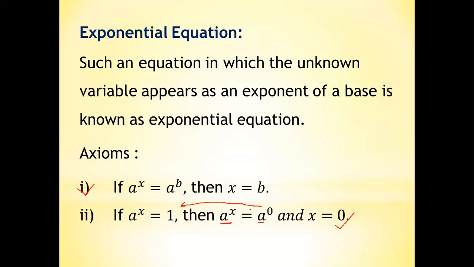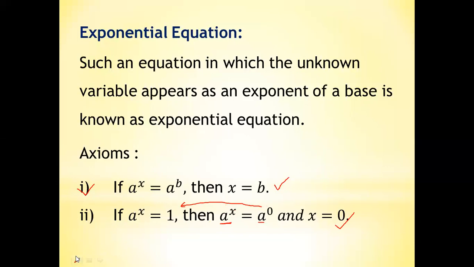That means if the bases are the same on either side of the equals sign, then their powers will be equal, which can be understood from the first law or first axiom. And the second condition: if in an exponential equation we have a to the power x equals to 1, then 1 can be written as the same base as on the left-hand side, to the power 0, so that the exponent or power can be equalized.